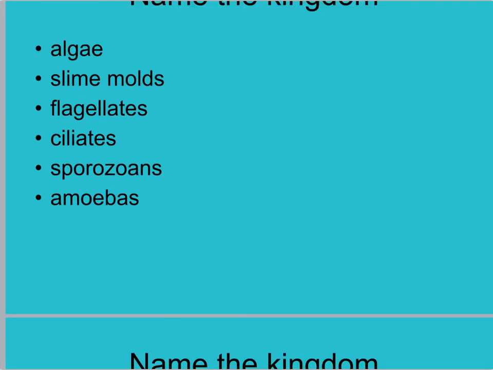Again, name that kingdom. Okay, so it's going to include examples that are algae, slime molds, flagellates, ciliates, sporozoans, and amoebas. And I think we mentioned a couple of times what this one was. So that should be kingdom Protista or protists.